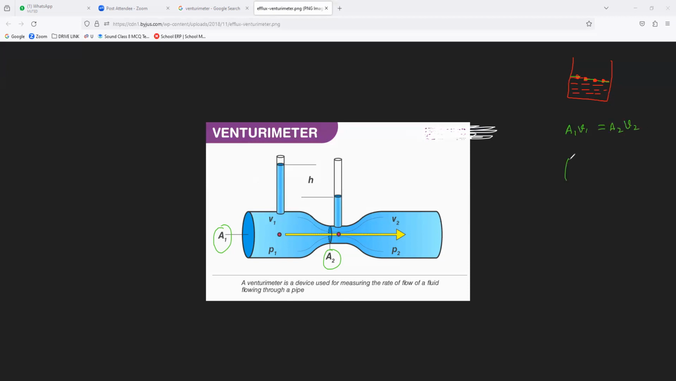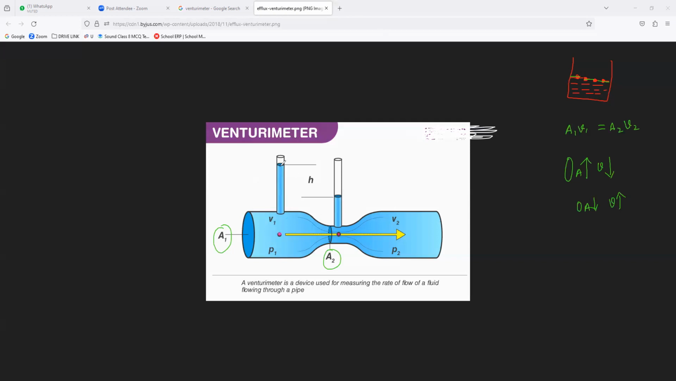All of you observe very carefully. If the area of cross section increases, then velocity decreases. If the area of cross section decreases, then velocity increases. Now, at a given height, let me consider the point is here.